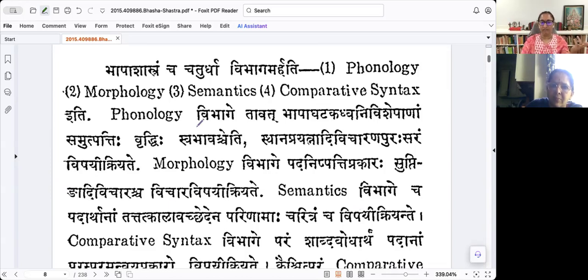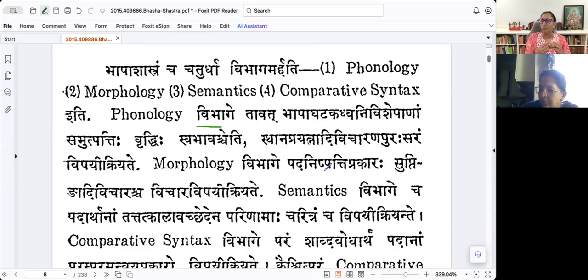How is that? Phonology vibhage tavat bhasha ghataka dhvani visheshanam samutpattihi vriddhihi swabhavaha cheti sthana prayatnadi vicharana purassaram vishayi kriyate. What is phonology? Phonology is that where we understand bhasha ghataka dhvani visheshana. In the first level, we understand only sound. So what are all the sounds that make up the language? How is the sound produced? Samutpattihi. Vriddhihi. How is the sound then increased? Swabhavaha. What is the nature of that sound?